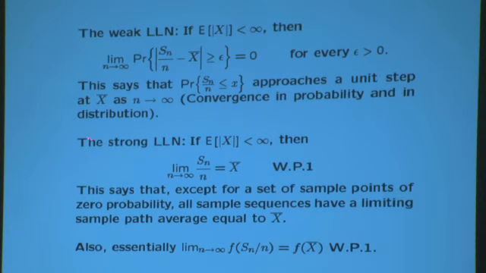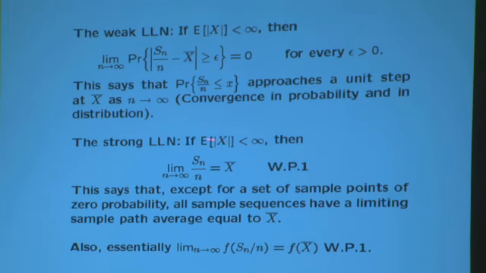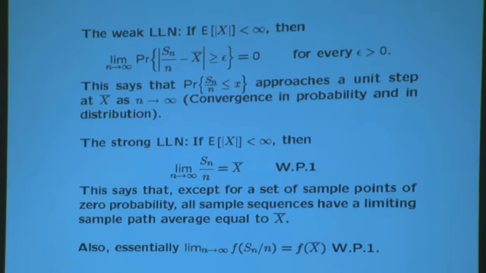And then when we got to renewal processes, we talked about the strong law of large numbers, and that says that if the expected value of x is finite, then this limit approaches x bar on a sample path basis. In other words, for every sample path except a set of probability 0, this condition holds true.